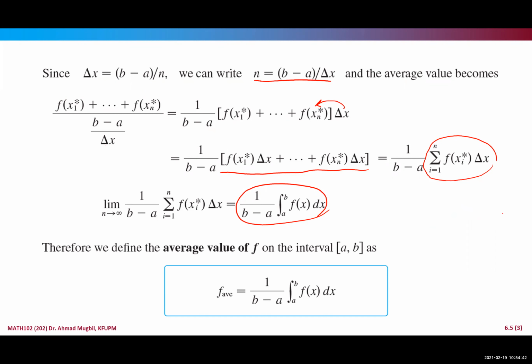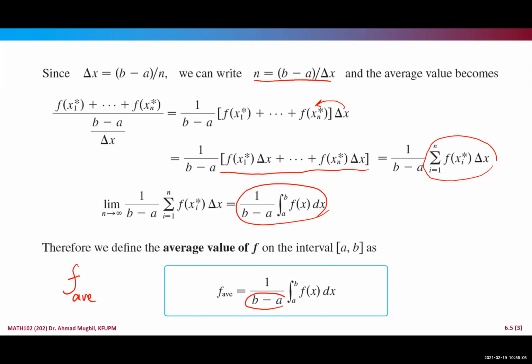Let's summarize. The average value of the function f on this interval a and b. Of course, it should be an integrable function. Continuity here will guarantee, of course, the integrability over this interval. So if we have a continuous function over this interval, then its average, we will write it shortly like this: f average equals 1 over b minus a.